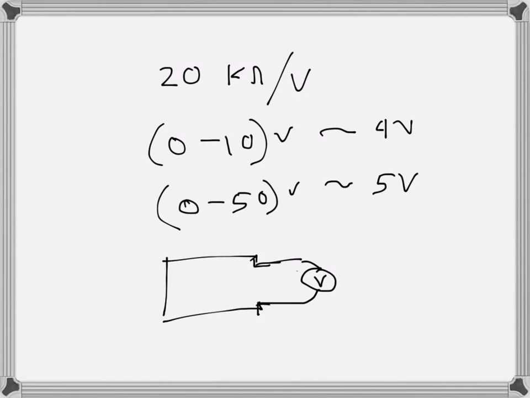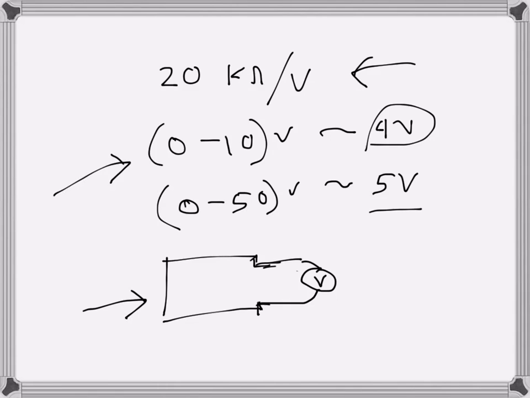So we have a two-port network and a voltmeter is used to measure the output voltage. The voltmeter has a sensitivity of 20 kilo ohms per volt, and there are two voltmeters basically, with the same sensitivity, of course. One has a range of 0 to 10 volts. When that is used to measure the output voltage, the reading that is found is 4 volts, and the other voltmeter, which has a range of 0 to 50 volts, the open circuit voltage is 5 volts.